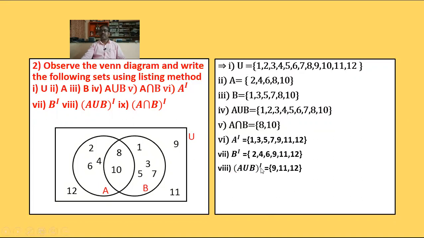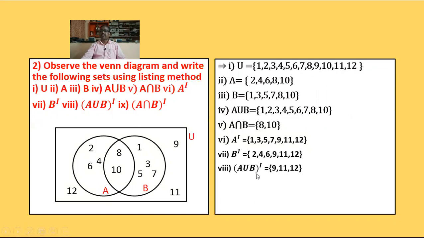A union B complement. A union B set contains 1, 2, 3, 4, 5, 6, 7, 8, and 10. All elements present in U but not in A union B. A union B मध्ये नसलेले परंतु U मध्ये असलेल्या घटकांचा संच म्हणजे A union B चा कॉम्प्लिमेंट सेट. 1, 2, 3, 4, 5, 6, 7, 8, 10 हे घटक सोडून U मध्ये उर्वरित 9, 11, 12.